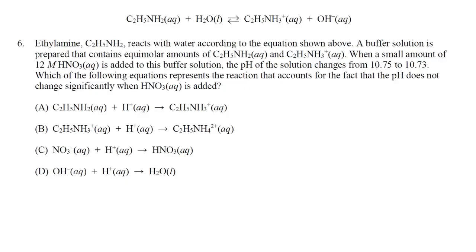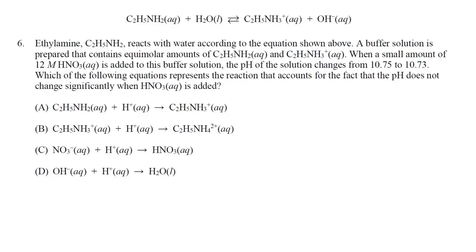and also it forms its conjugate acid, which is C2H5NH3+, that's called the ethylammonium ion. Now, a buffer solution is prepared that contains equimolar amounts of this conjugate base acid pair. So ethylamine is the weak base in this buffer, and then the ethylammonium ion is its conjugate acid in this buffer.